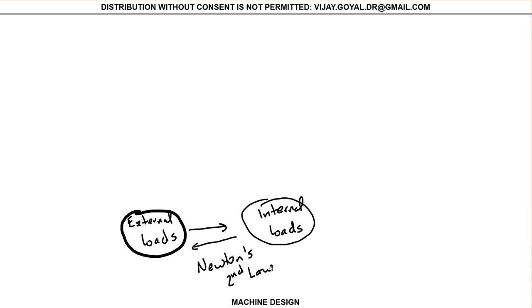Then, if you have the internal loads, we can also find the stresses. From the internal loads, we find the stresses, and obviously you can go one way and the other. This is static equivalence. Through statics, we can go one way and we can do the other.